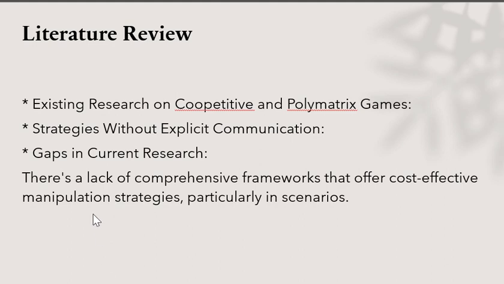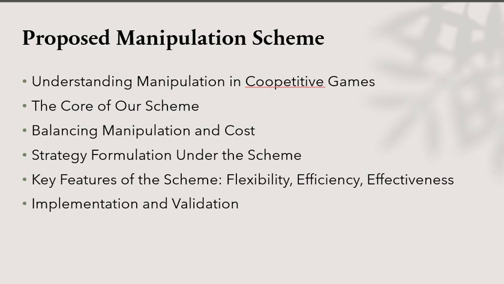Now, moving to the proposed manipulation scheme. Firstly, when they talk about manipulation in this context, they are not discussing overt power plays or unethical strategy. Instead, they are looking at calculated strategic adjustments an agent can make to the game's payoff matrix. These adjustments are subtle, aimed at nudging the game towards outcomes that are more favorable to the agent doing the manipulating.